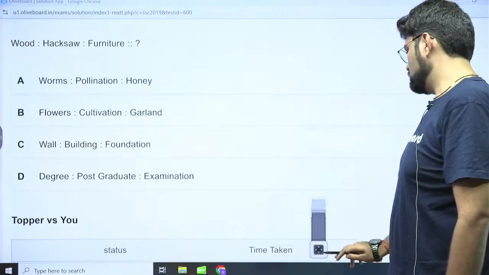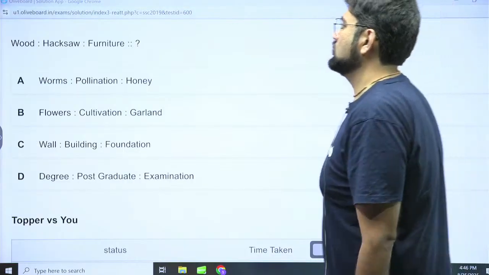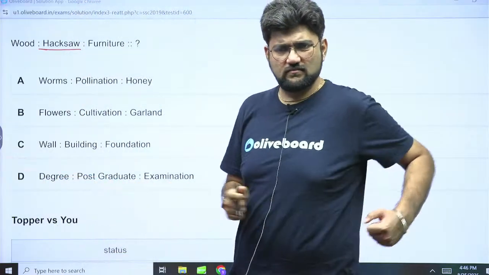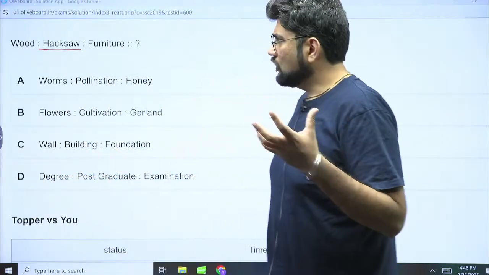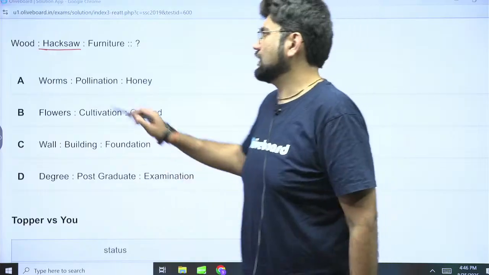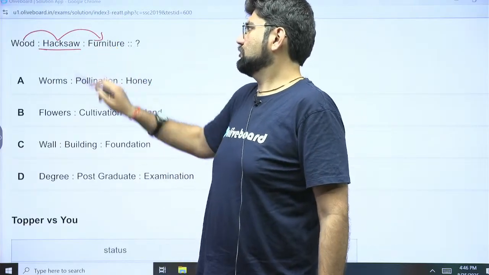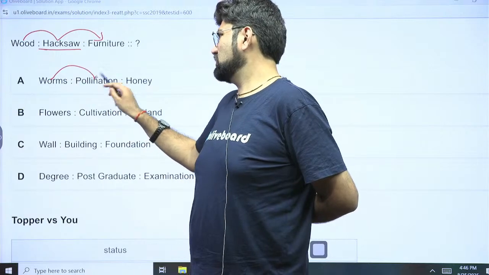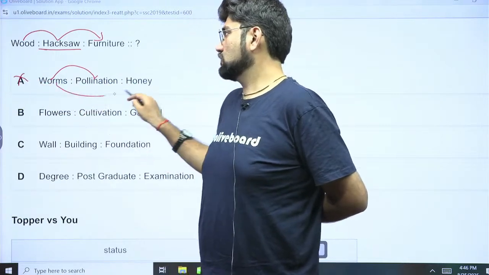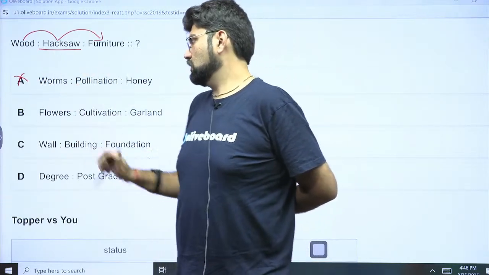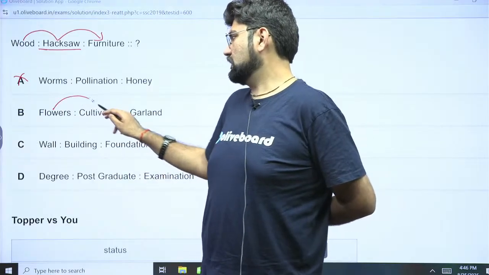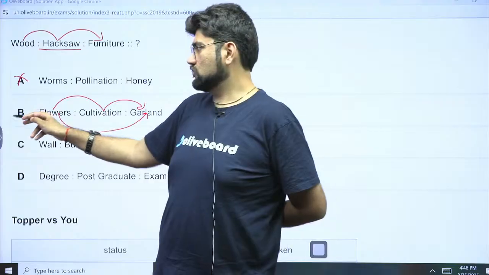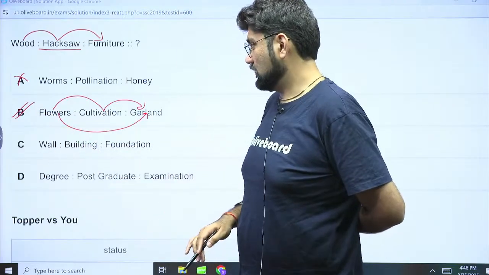Wood, hacksaw, furniture. This is logically related to each other. Hacksaw is like a saw only, nothing different. It's like an axe. So from wood, with the help of a hacksaw, we make furniture. Now read it in this language. From worms, with the help of pollination, we get honey. No, we don't get honey from worms. From flowers, with the help of cultivation, we can get a garland. And from flowers, we get a garland. Yes, we do. This one seems to fulfill the bill.